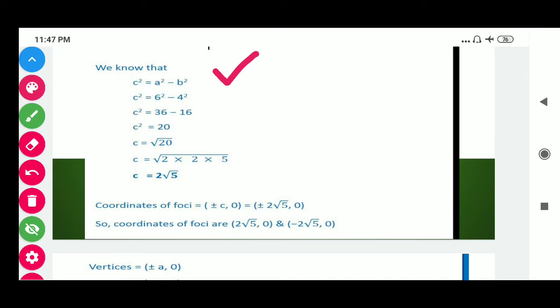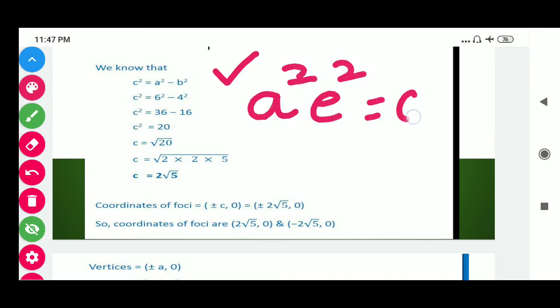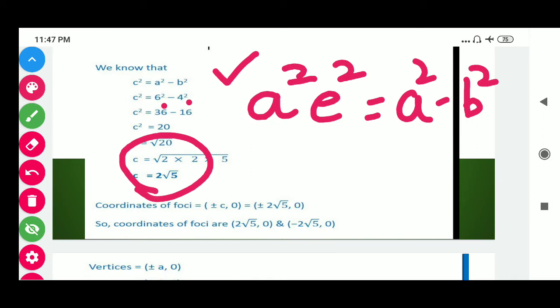You have to learn this formula. We can write a square e square is equal to a square minus b square. You have to commit to memory this result. Here we have the value of a as 6 and the value of b as 4. By solving this, we get c is equal to 2 root 5. This is the coordinates of the foci.